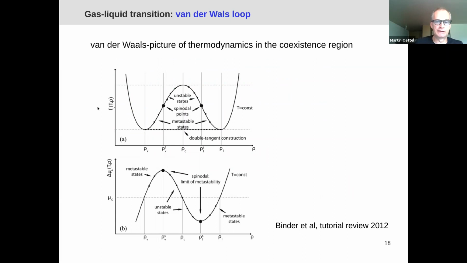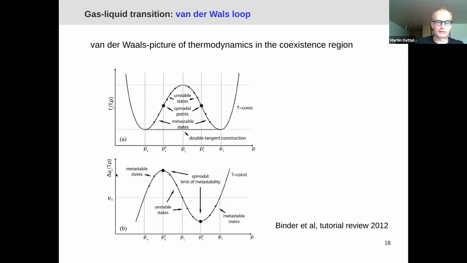Okay, you have here the free energy density, you have a common tangent, you have a vapor and liquid density, you have metastable states up to the spinodal points, and in this region of metastable states, you have nucleation. So this is also the realm where you can generate stable droplets in finite systems. And then between the spinodal points, you have unstable states.